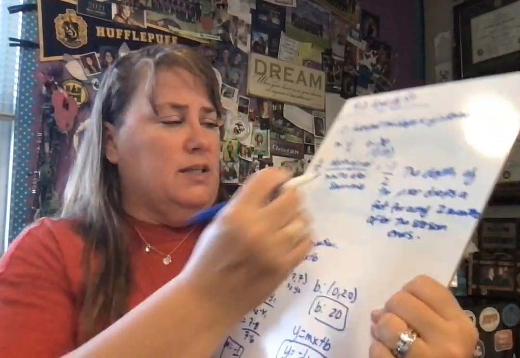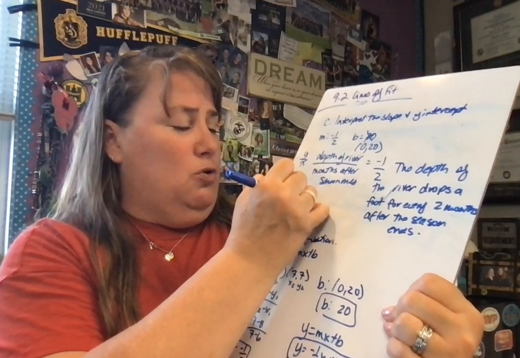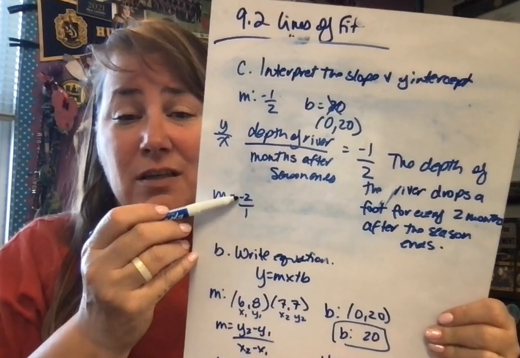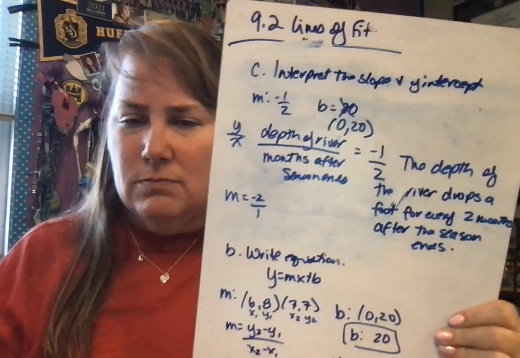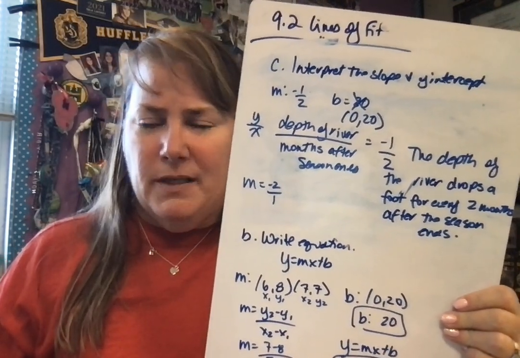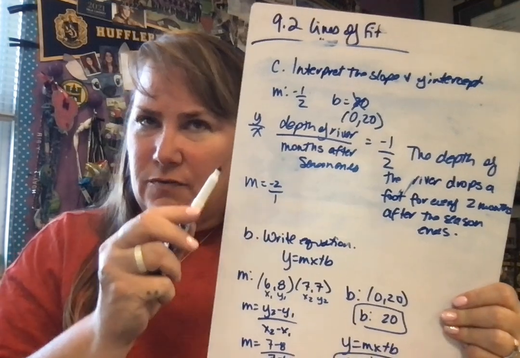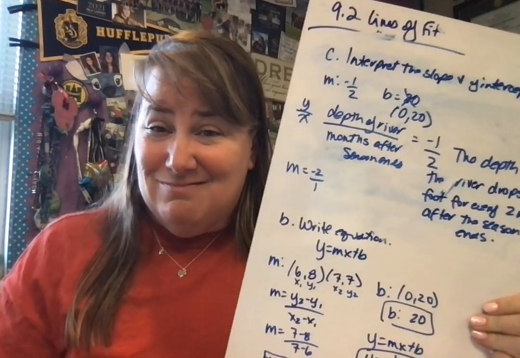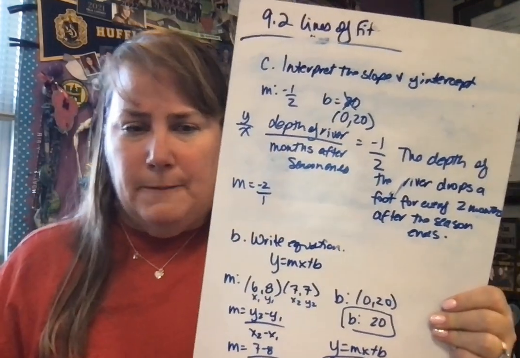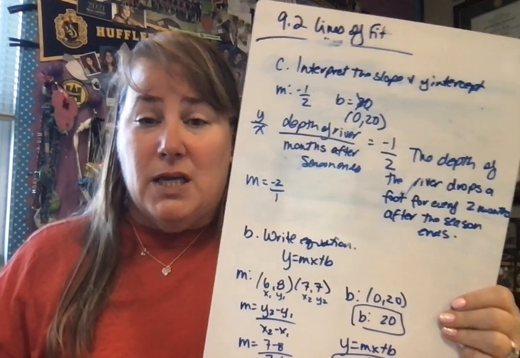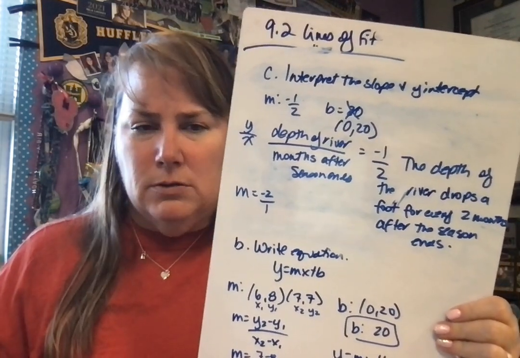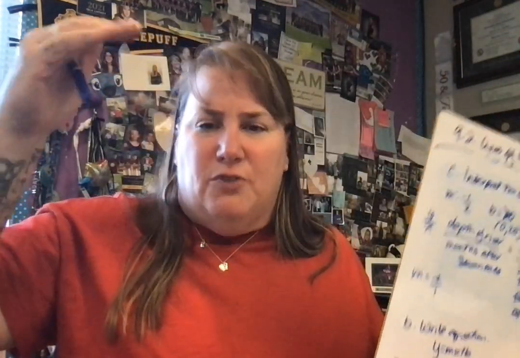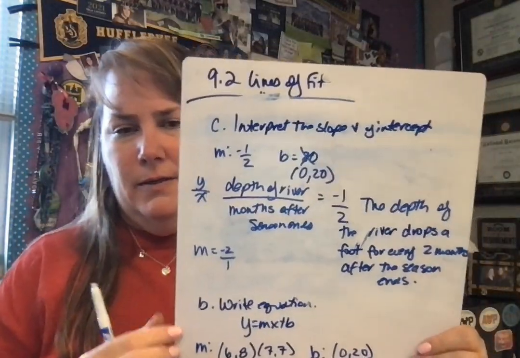So if your slope was, let's say, m equals -2 over 1, like they had in the book, you would say it drops 2 feet for every 1 month. Okay? Which, if you think about it, 2 feet for 1 month and 1 foot for 2 months, they're the same. We're talking about the same. It still drops the same amount in 2 months. All right. If it was -1 over 1, the river drops a foot for every 1 month. Okay? So we got the m part.